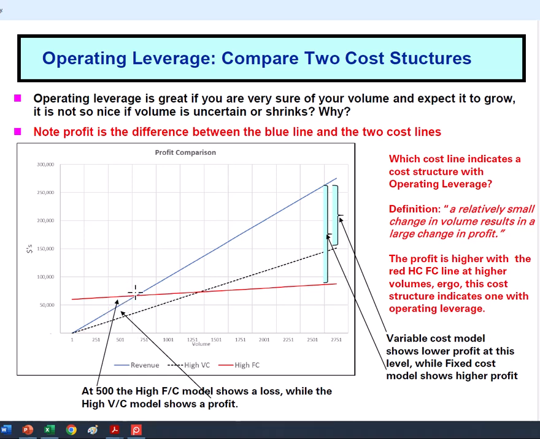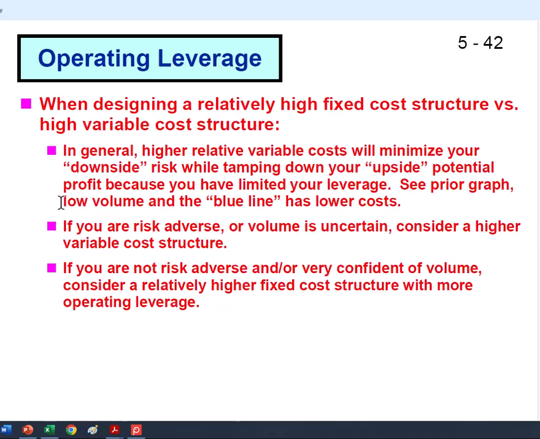So here at the high operating leverage model, at about 625 we're broken even, but in the variable cost model we've made some money. Whatever, we've made some money. So we've made more money at lower volumes.